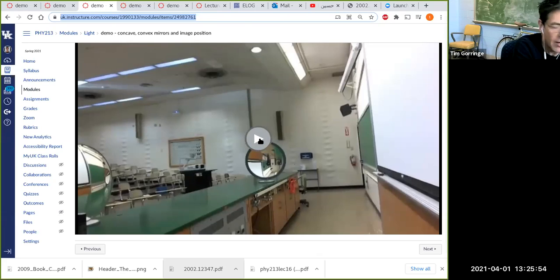So this is going to be kind of varying the object distance. I'm going to start a long way away from the mirror compared to the focal length. And then I'm going to walk much closer to the mirror. Remember, this is a concave mirror. It's got a positive focal length. That's sitting in front of the mirror.